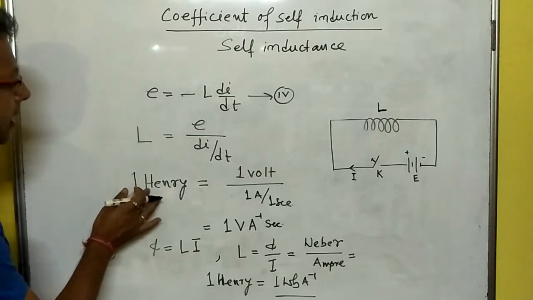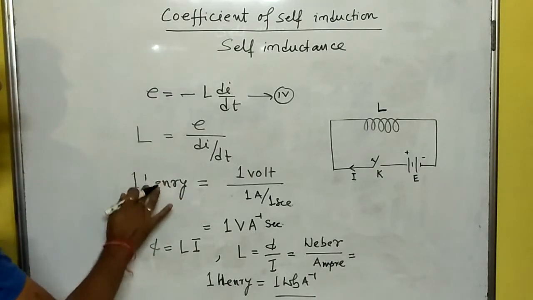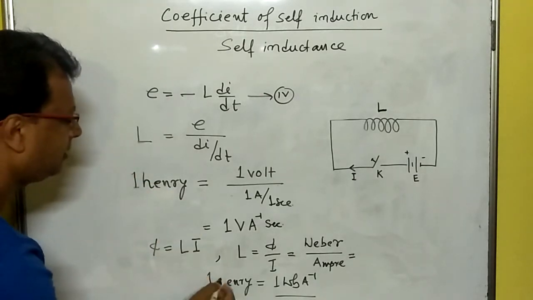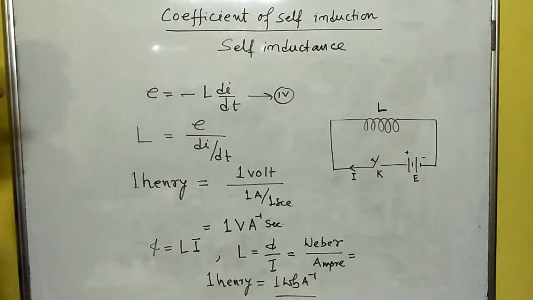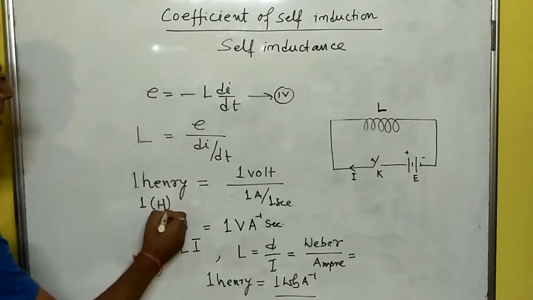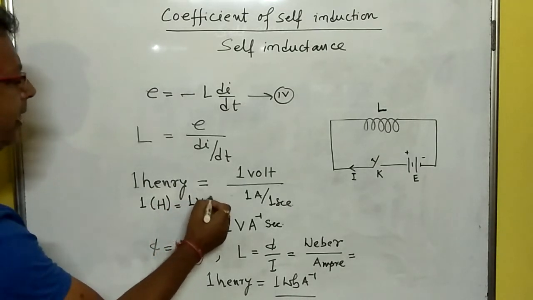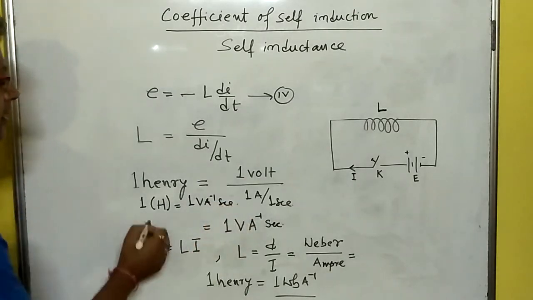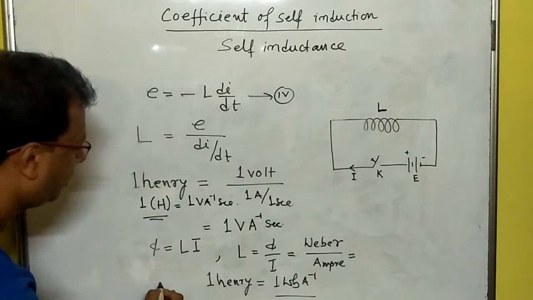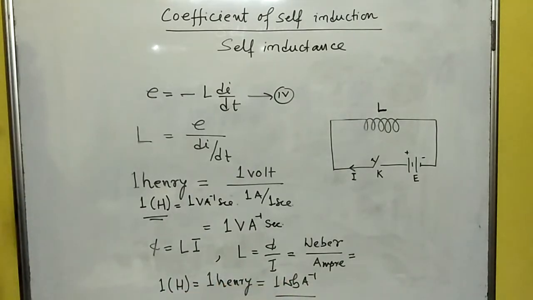Now here H is Henry. Henry is the name of the scientist, so we write it as small h here. So 1 Henry, capital H, is equal to how much? 1 volt per ampere per second. So while writing Henry, you can write small h, or you can write 1 capital H is equal to this.